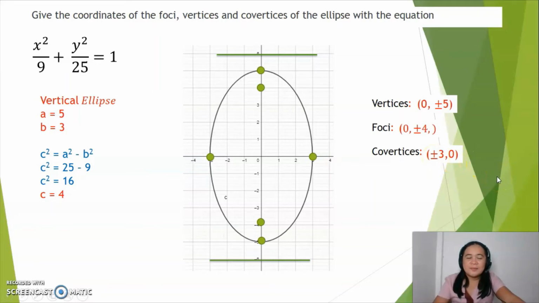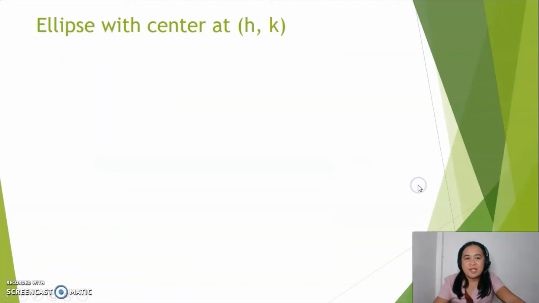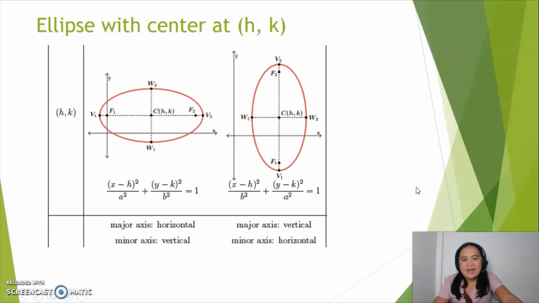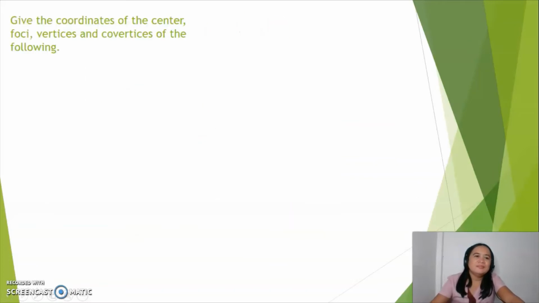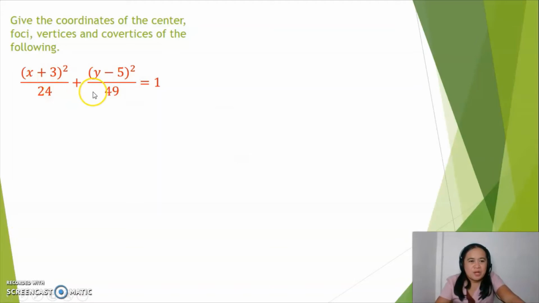Now, what if the center is no longer the origin? How to do this one? Now, let's have an example. If we're given (x plus 3) squared over 24 plus (y minus 5) squared over 49 equals 1. In this case, the bigger denominator is under y. So this is a vertical ellipse.